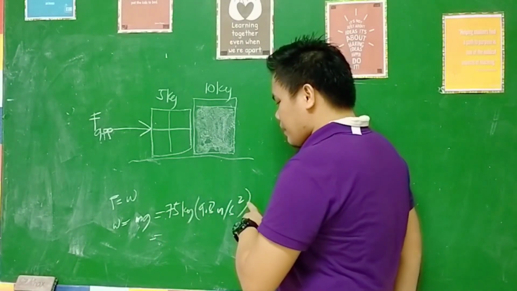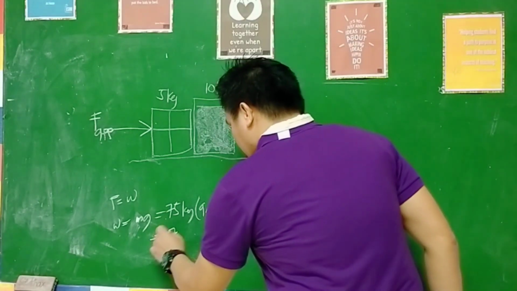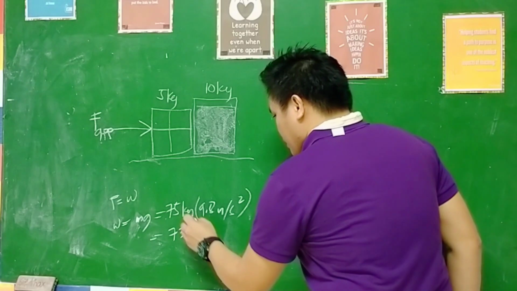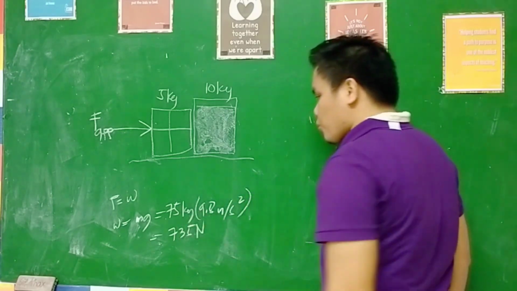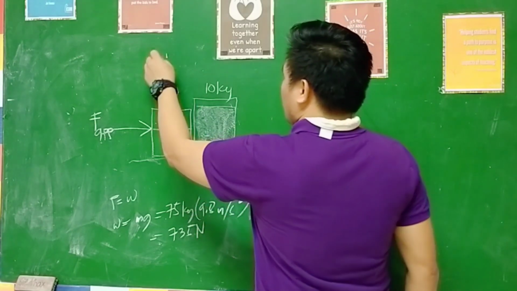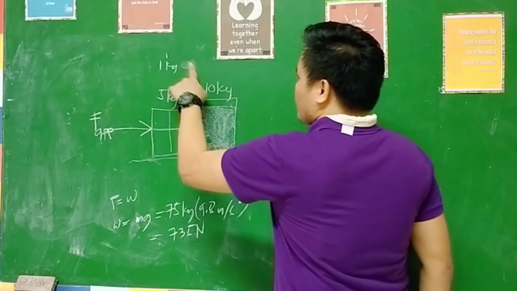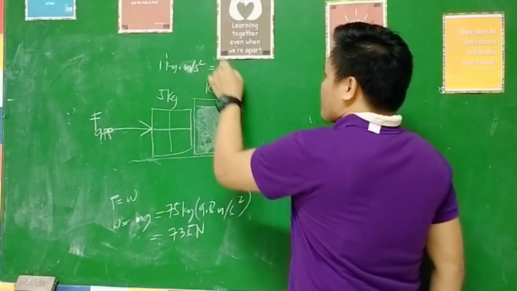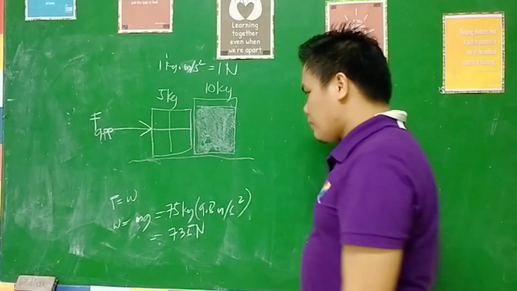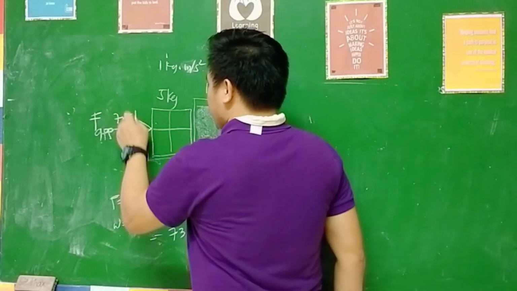Multiply 75 times 9.8, that is equal to 735 kilogram meters per second squared, which is equal to Newton. Take note, 1 kilogram times 1 meter per second squared is equal to 1 Newton. So my force applied here is 735 newtons.